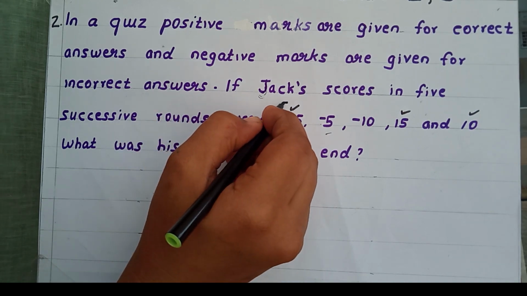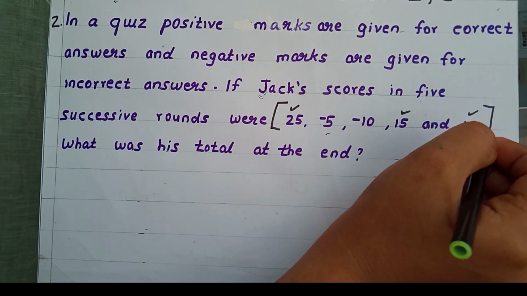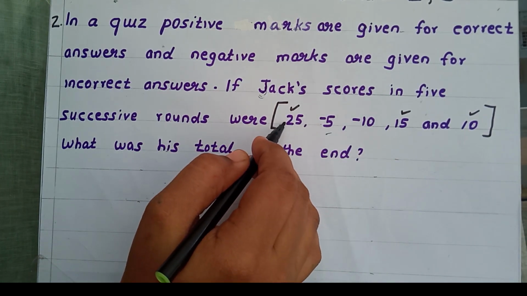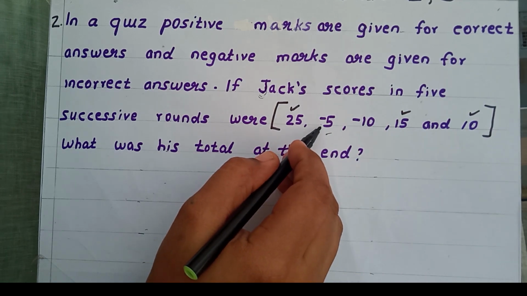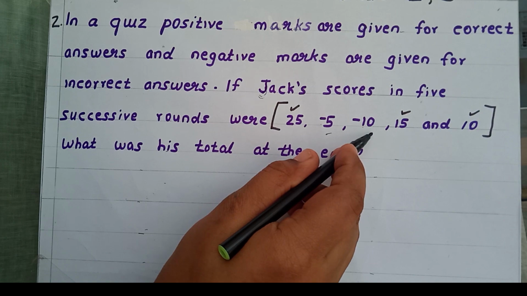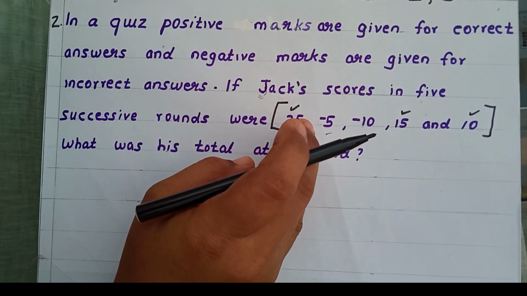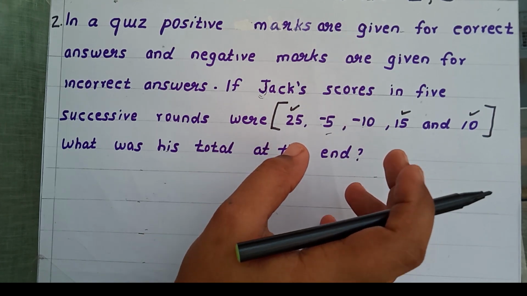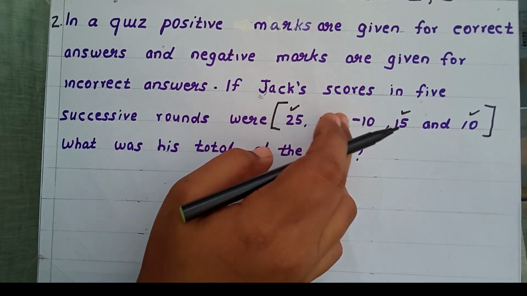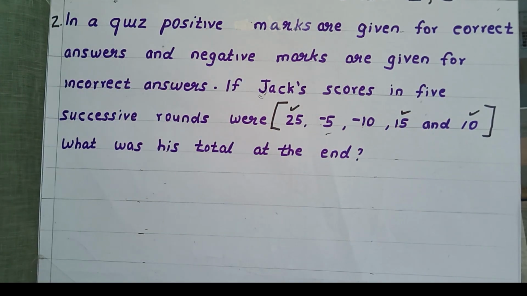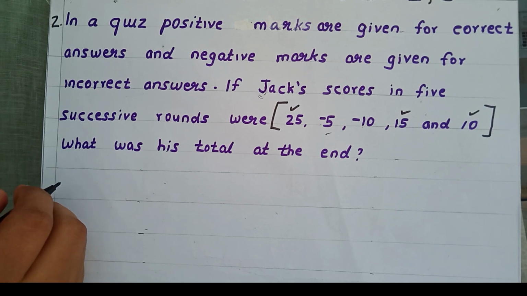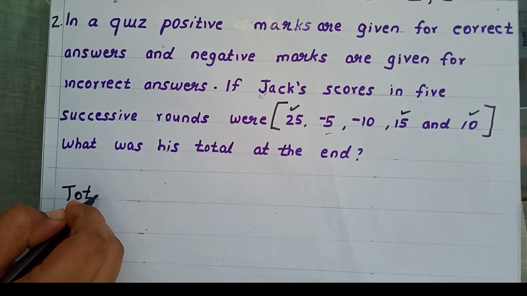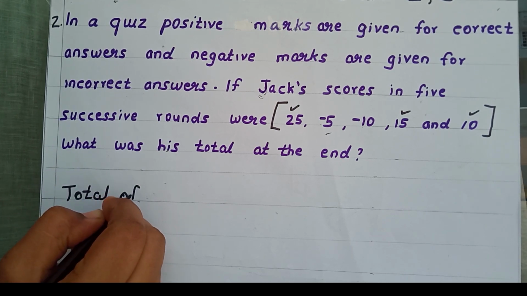To find the total of all these 5 numbers, first we are going to find the total of all the positive numbers. Then after that we will find the total of negative numbers. After finding the total of positive numbers and the total of negative numbers, we will sum both of these. Then we will get the total of all these 5 numbers. So our first step is total of positive numbers.